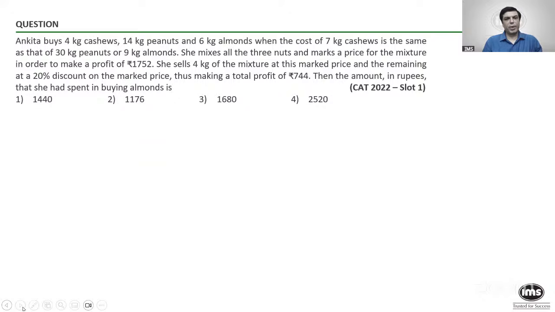So it says Ankita buys 4 kgs cashews, 14 kg peanuts, and 6 kg almonds when the cost of 7 kg cashew is the same as 30 kg peanuts or 9 kg almonds. So what they mean is all 3 of them cost the same. She mixes all the 3 nuts and marks a price for the mixture in order to make a profit of 1752 rupees. She sells 4 kg of the mixture at this mark price and the remaining at a 20% discount on the mark price, thus making a total profit of 744 rupees. Then the amount in rupees that she had spent in buying almonds is.